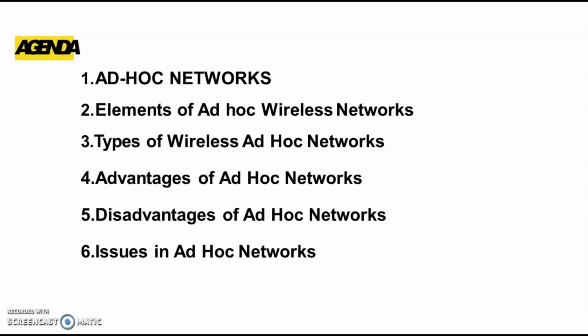First one is Ad Hoc network. What is an Ad Hoc network? Then the next one is various elements in this Ad Hoc wireless network. Then the third one is what are the types of wireless Ad Hoc network. Next we will study about the advantages and disadvantages of Ad Hoc network. In the last one we will study what are the various issues in this Ad Hoc network.